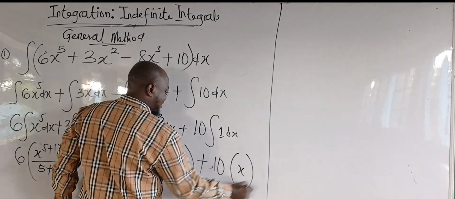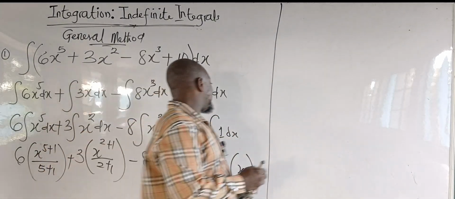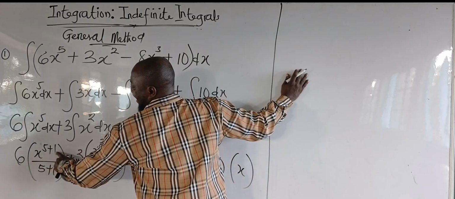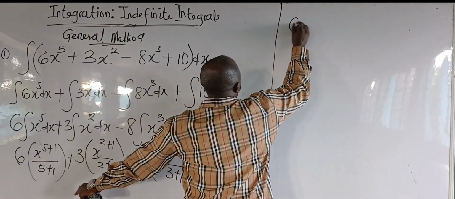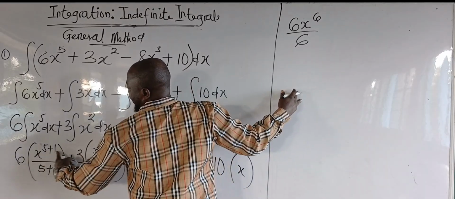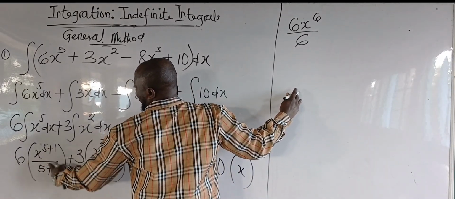So we have x, so this dx goes away. So from this point now, what do we need to do? This and this is 6. So I will have 6x raised to the power of 6 over 6. That's what I'm having here. This is 6, so x raised to the power of 6 over this 6.